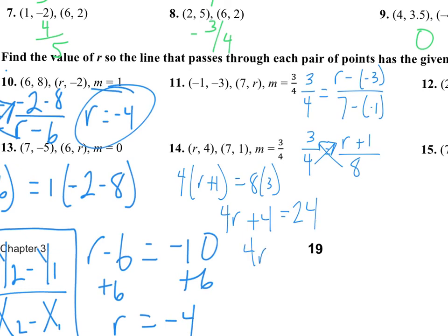Let's subtract 4 from both sides. So 4r equals 20. And divide by 4. And r is equal to 5. Does that sound okay? You guys all right with that? Yeah, I think that's good. Okay.